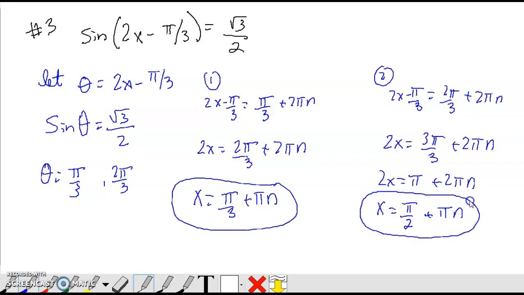So again, anytime you see something inside parentheses, write a quick little let statement, get rid of it so you can figure out what an easier problem is. And again, most of our answers are from the unit circle. Sometimes they are not, but most of the time they are.